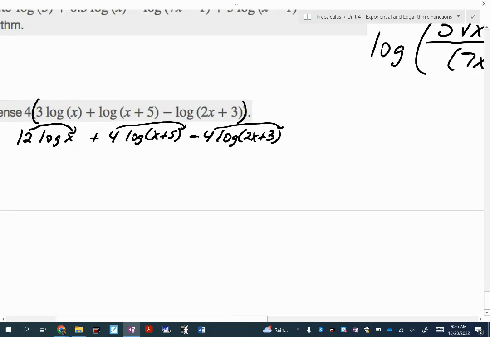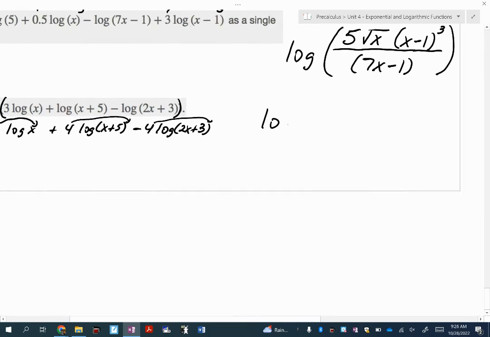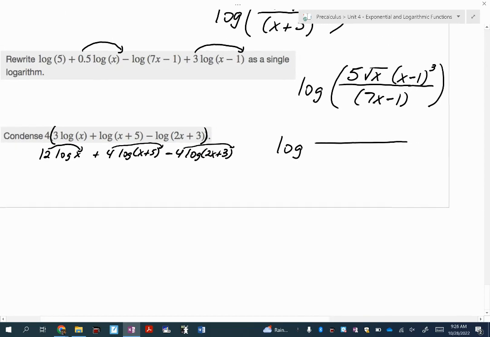And so I'll write down my answer as log. In the numerator, I've got x to the 12th power, and x plus 5 to the 4th power. And then in the denominator, that minus has 2x plus 3 to the 4th power. So this is the last one.